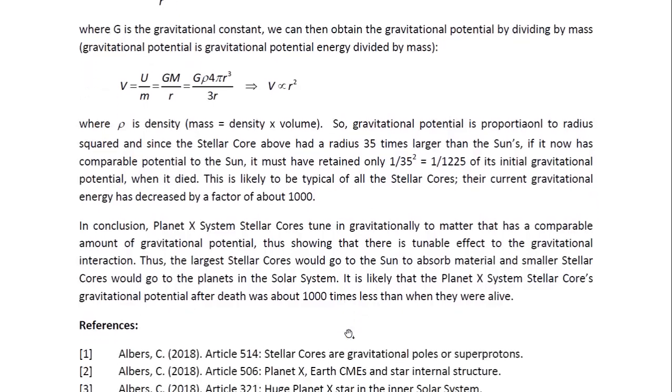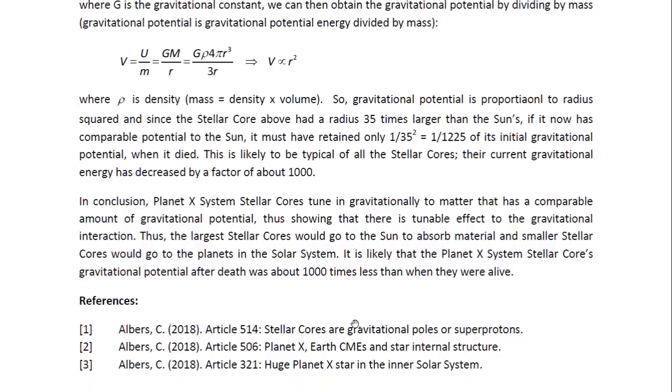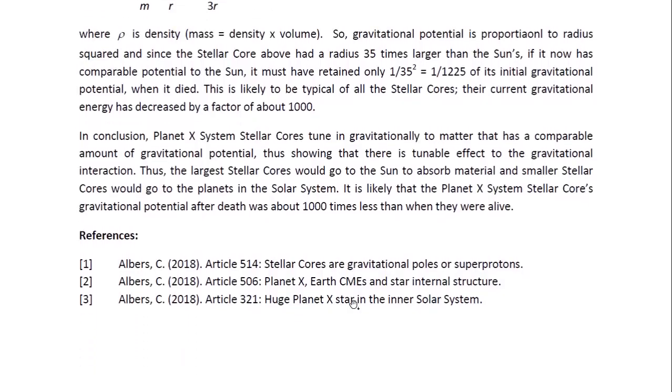So in conclusion, Planet X system stellar cores tune in gravitationally to matter that has a comparable amount of gravitational potential, thus showing that there is a tunable effect to the gravitational interaction. Thus, the larger stellar cores would go to the Sun to absorb material, and smaller stellar cores would go to the planets in the solar system. It is likely that the Planet X system stellar cores' gravitational potential after death was about 1,000 times less than when they were alive. And these are the references.